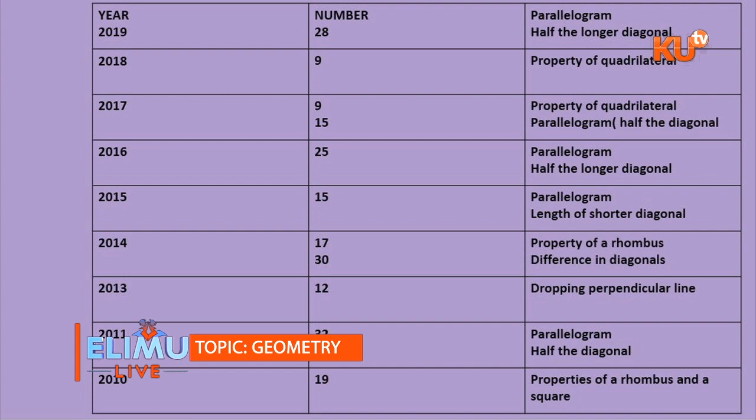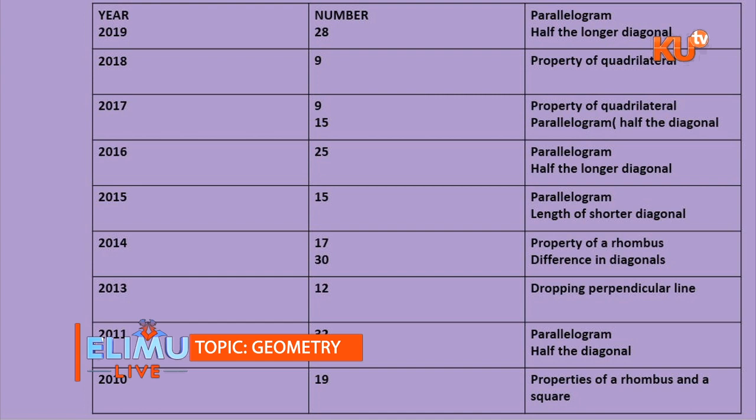Now here, you are expected to draw a parallelogram. After drawing the parallelogram, you are expected to find the shorter diagonal. And then in 2014, there were two questions, number 17 and number 30. In number 17, you are expected to give the property of a rhombus, and those are the same properties that I've just discussed. And in number 30, you are expected to draw a rhombus. After drawing the rhombus, you find the difference in length of the diagonals.